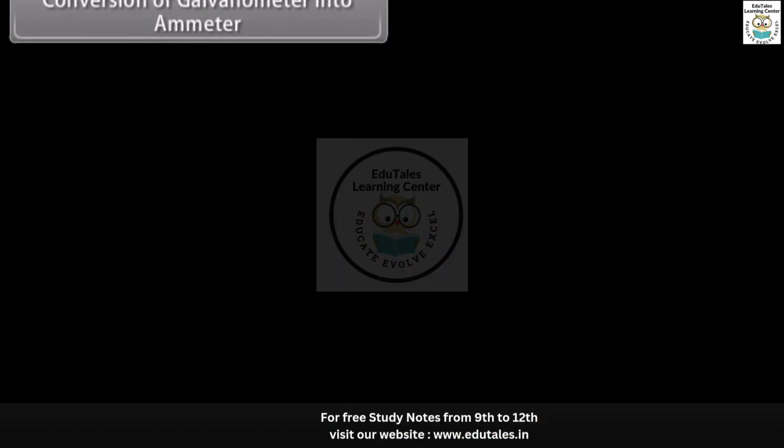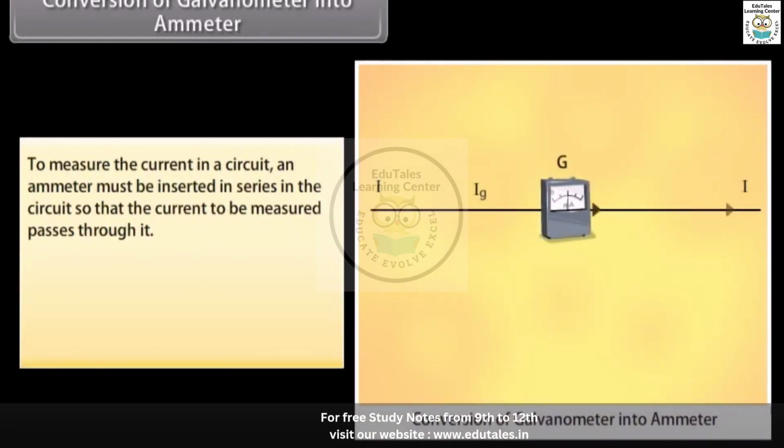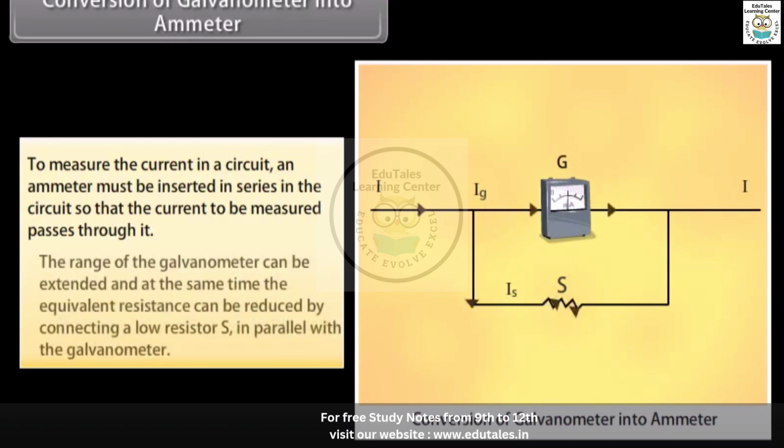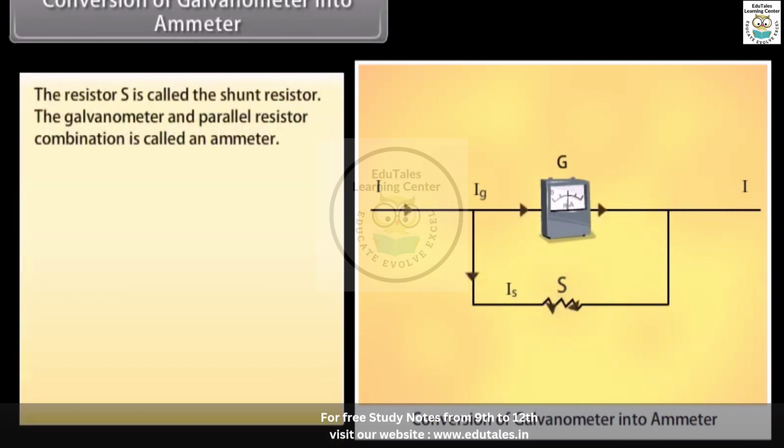Conversion of galvanometer into ammeter. To measure the current in a circuit, an ammeter must be inserted in series in the circuit so that the current to be measured passes through it. The range of the galvanometer can be extended, and at the same time, the equivalent resistance can be reduced, by connecting a low resistor S in parallel with the galvanometer. The resistor S is called the shunt resistor. The galvanometer and parallel resistor combination is called an ammeter.